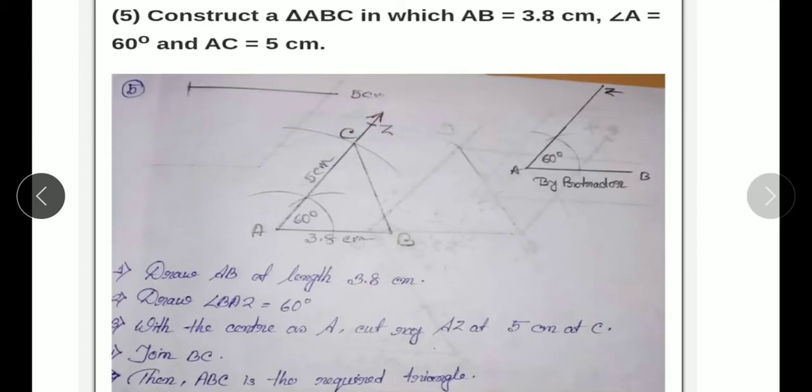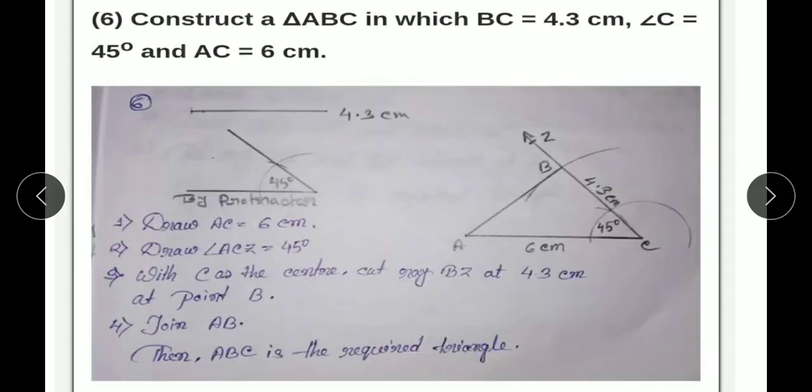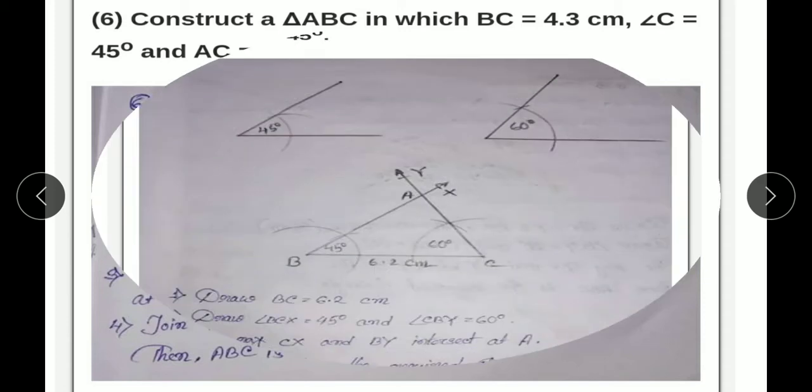Okay, now next question. Construct triangle ABC in which BC is equal to 4 centimeter, angle C is 45 degree, and AC is 6 centimeter. The same procedure will be used to draw this diagram. So I need to move ahead. Next question.